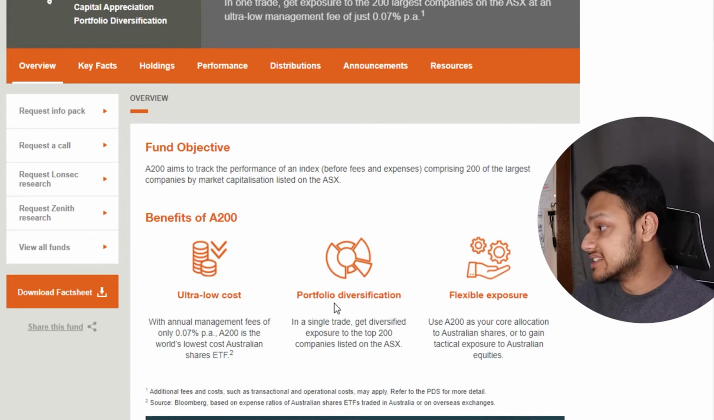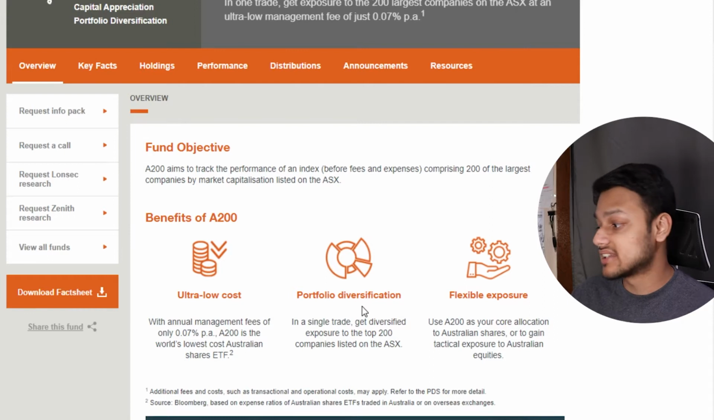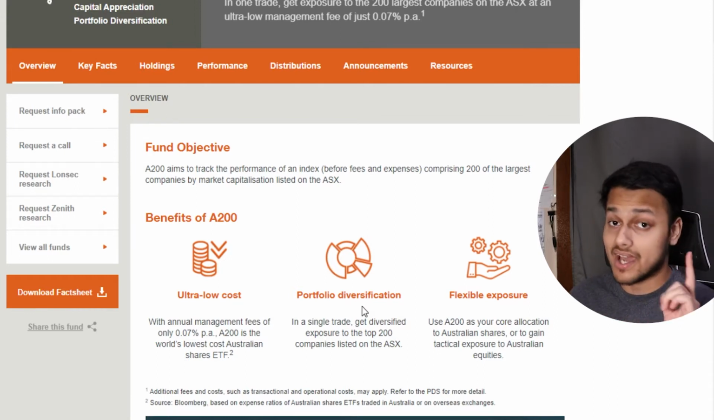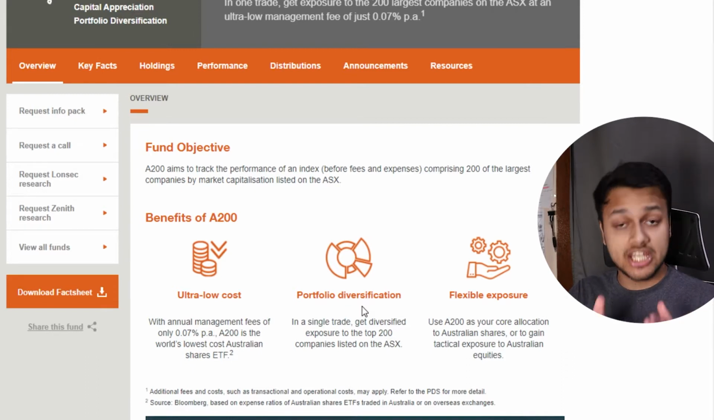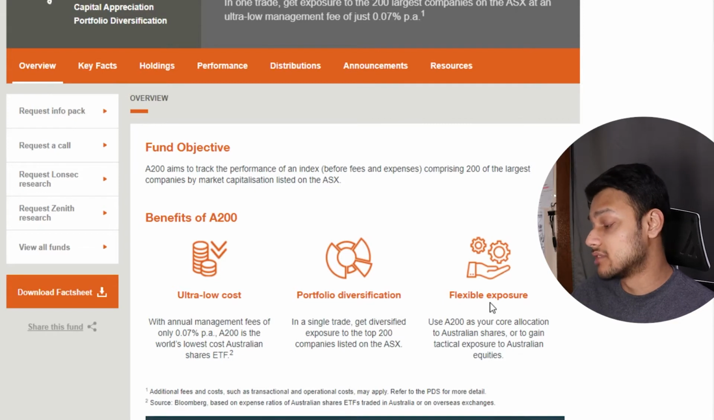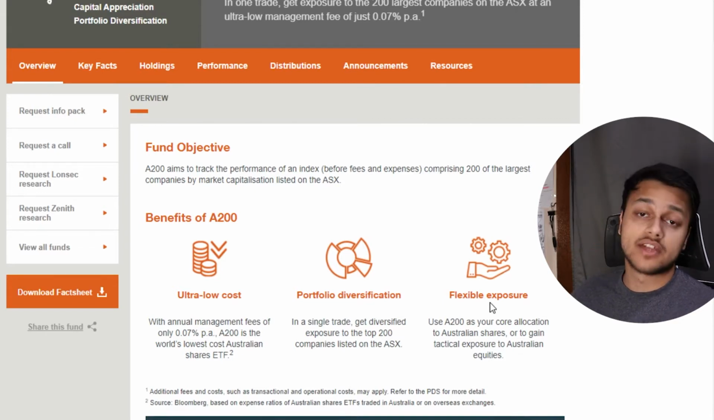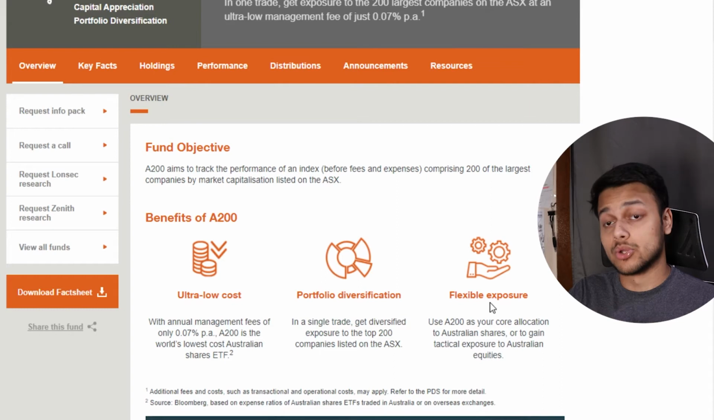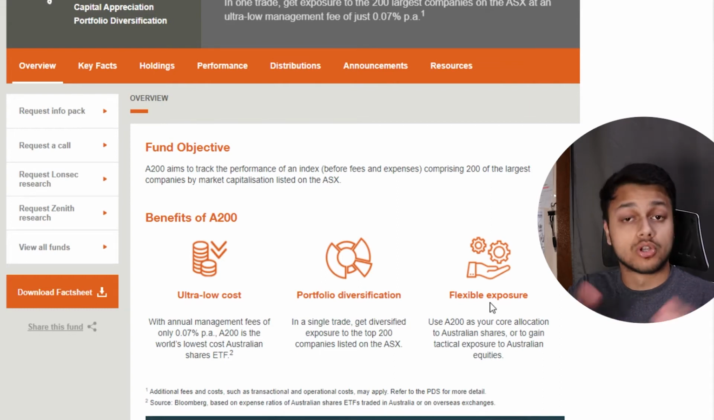Now, the second benefit is the portfolio diversification, so you're basically getting access to 200 of Australia's companies just by buying this one asset, instead of individually buying each of those 200 companies. The third benefit is that you can form this as part of your overall investing strategy, meaning that you might want to have a small percentage of your portfolio in this ETF, or you might want to have a lot of it. It's up to you.